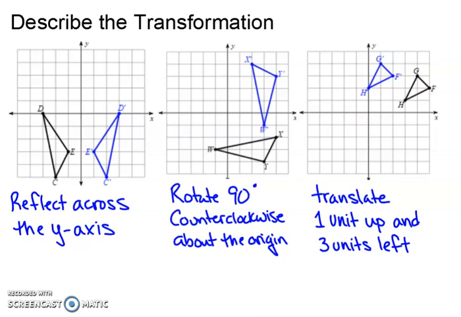So to quickly go through the answers, in the first one, this is a reflection. They reflected across the y-axis. In the middle one, this is a rotation. This would be counterclockwise again. So rotate 90 degrees counterclockwise about the origin. And in the last one, if I start, say at G, 1 unit up, 1, 2, 3 units left.